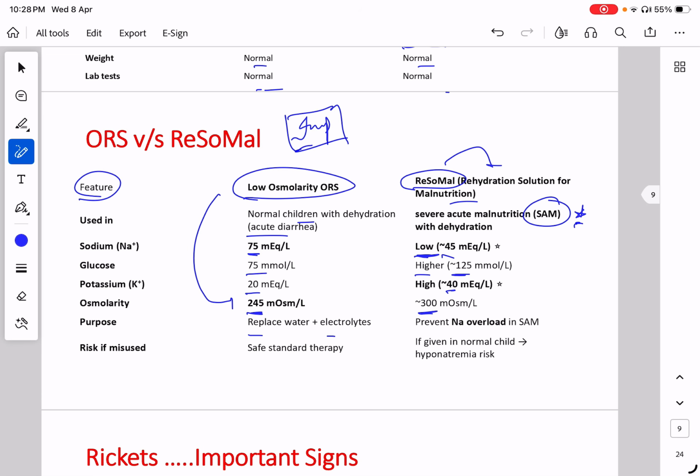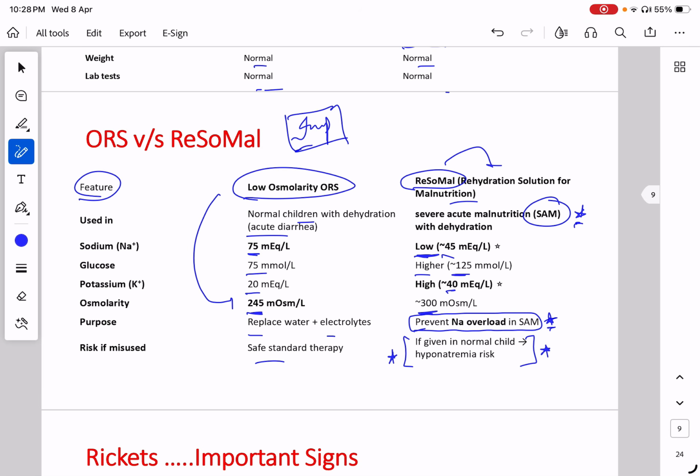Purpose is to replace water plus electrolytes, and the purpose of ReSoMal is to prevent sodium overload in case of SAM patients. So what is the purpose of ReSoMal? To prevent sodium overload in SAM. And risk if misused, safe standard therapy. So not much of risk is there, but if given in a normal child, it will lead to hyponatremia.